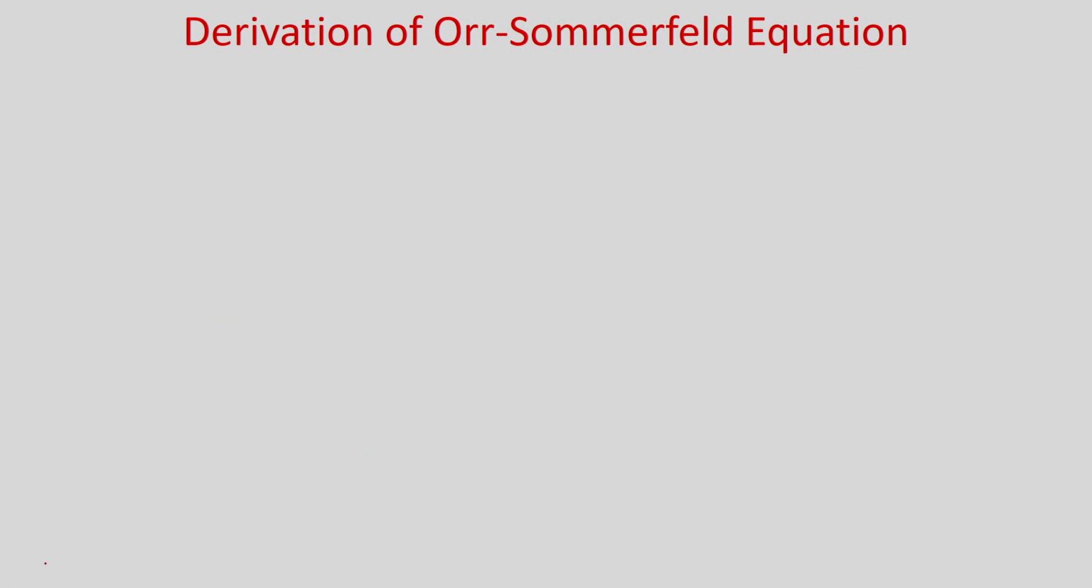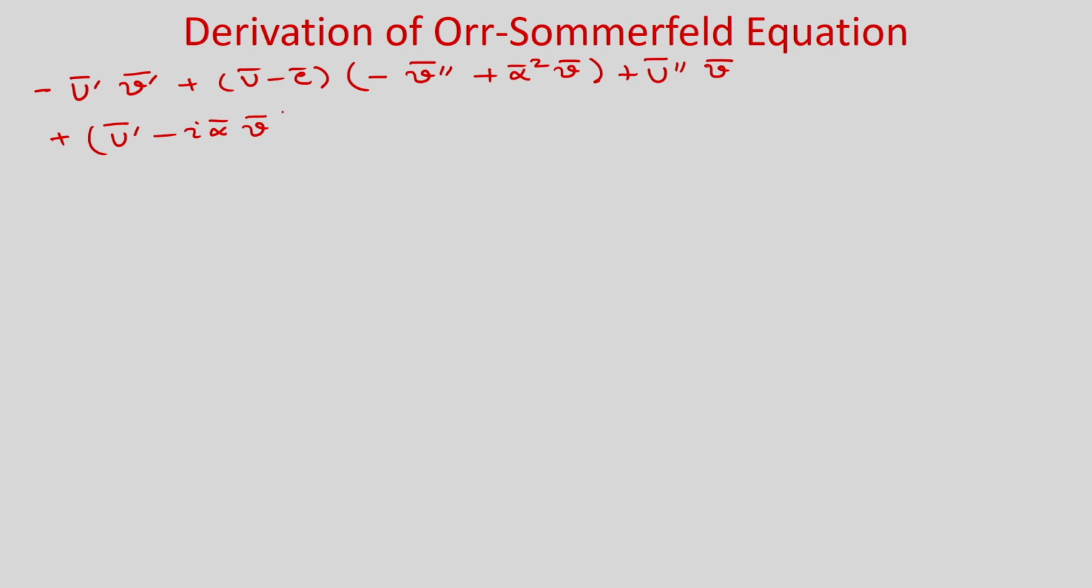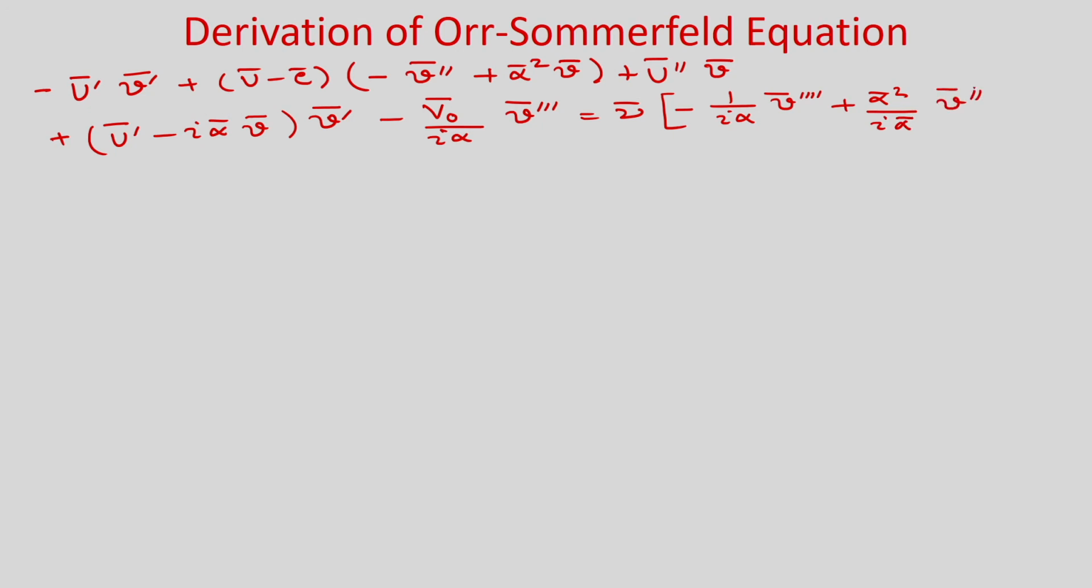Okay. Then finally, if you substitute, we will get minus u prime bar v prime bar plus u bar minus c bar minus v double prime bar plus alpha square v bar plus u double prime bar v bar plus u prime bar minus i alpha bar v bar v prime bar minus v naught bar by i alpha v triple prime bar is equal to nu bar minus 1 by i alpha v 4 prime bar plus alpha bar square divided by i alpha bar v double prime bar minus i nu bar alpha bar v double prime bar minus alpha bar square v bar.